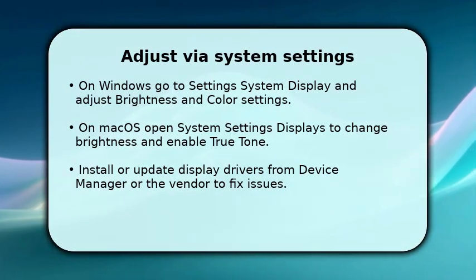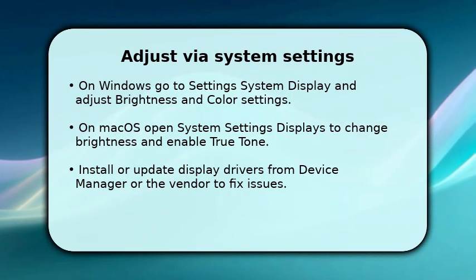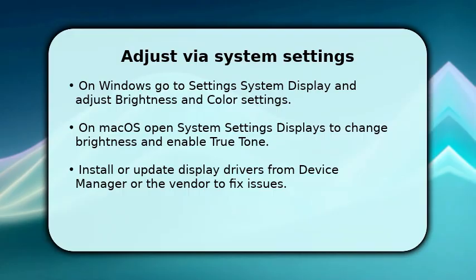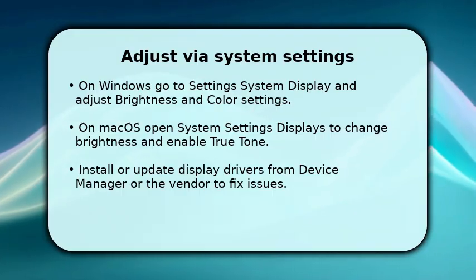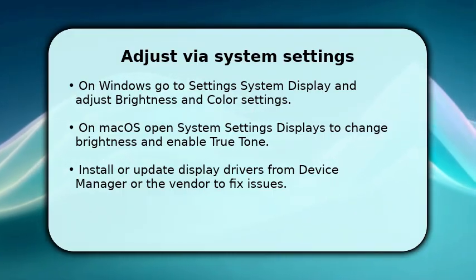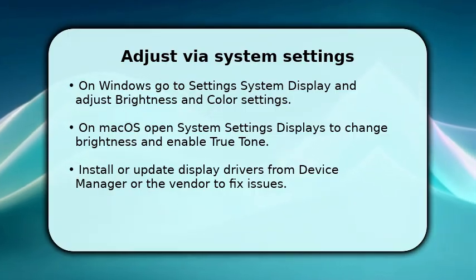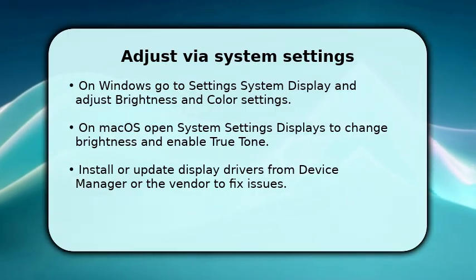On Windows, go to Settings, System, Display, and move the brightness and color slider. You can also open Settings and search brightness or use hotkeys like Windows + A. On Mac OS, open System Settings, then Displays to change brightness and enable True Tone if available.